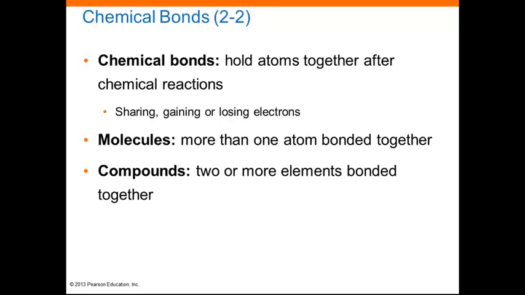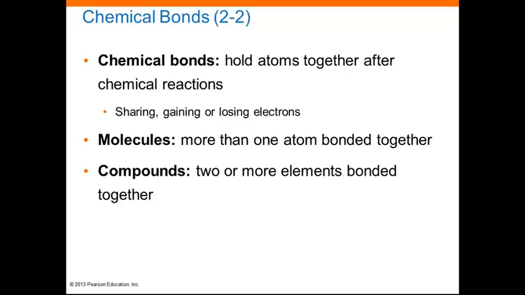So the next section then looks at chemical bonds. Okay? And chemical bonds are anything that holds an atom together after a chemical reaction. This is going to be especially important for those unstable atoms that react with each other by either sharing or gaining or losing electrons. Okay? And molecules are then what's formed, and molecules contain more than one atom that's bonded together by shared electrons. So can you think of an example of a molecule?